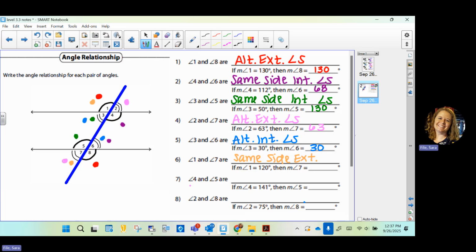Okay, same side exterior. Looking at them, 1 is obtuse and 7 is acute. So those should not be the same. They should add to 180. So what would add with 120 to give us 180? 60.